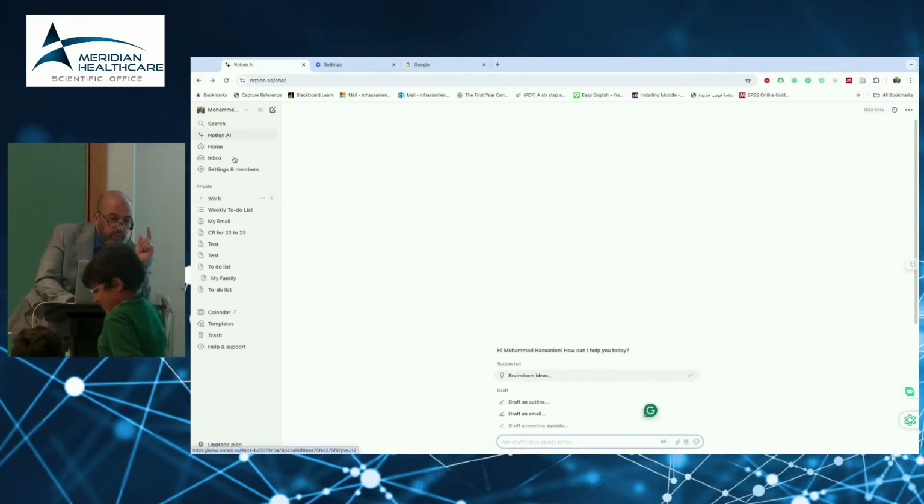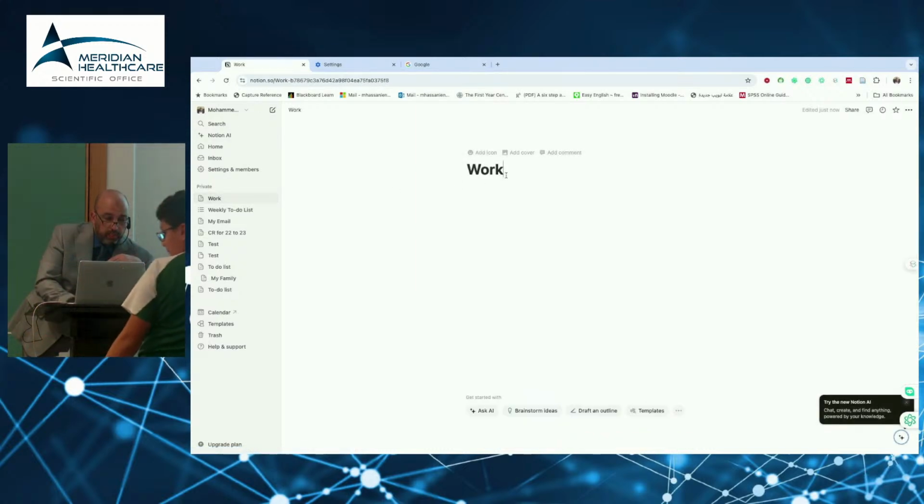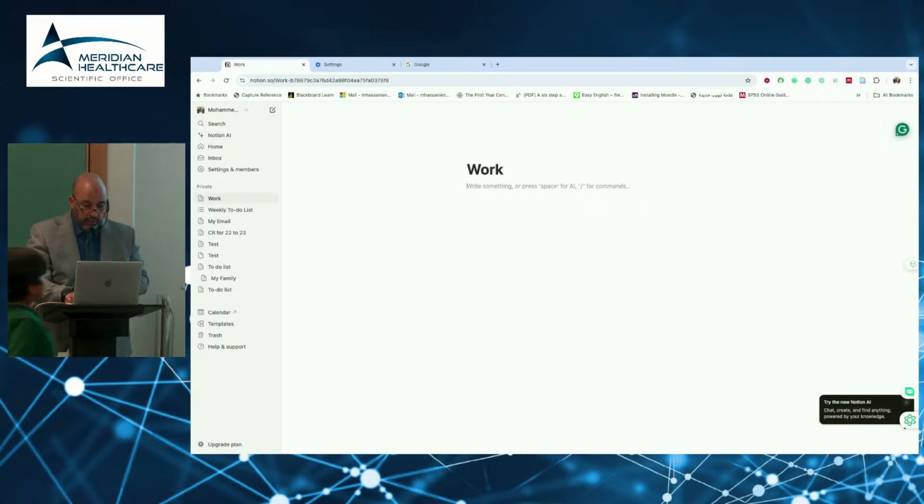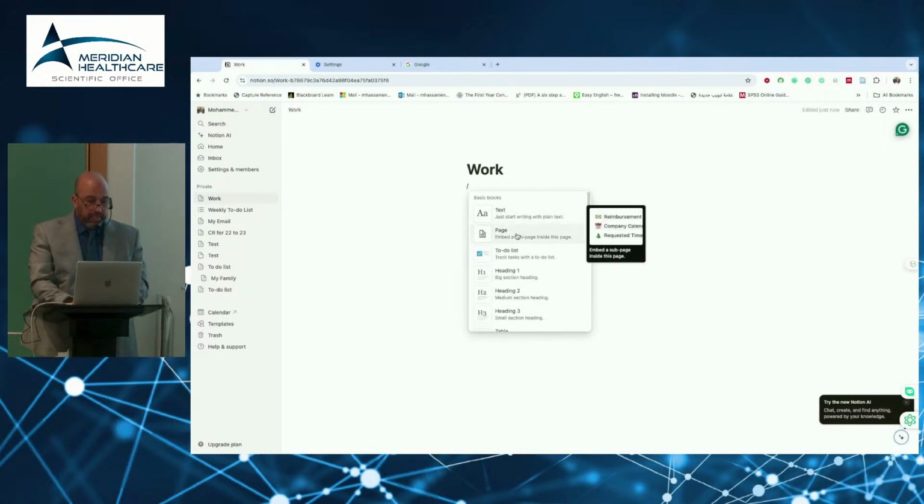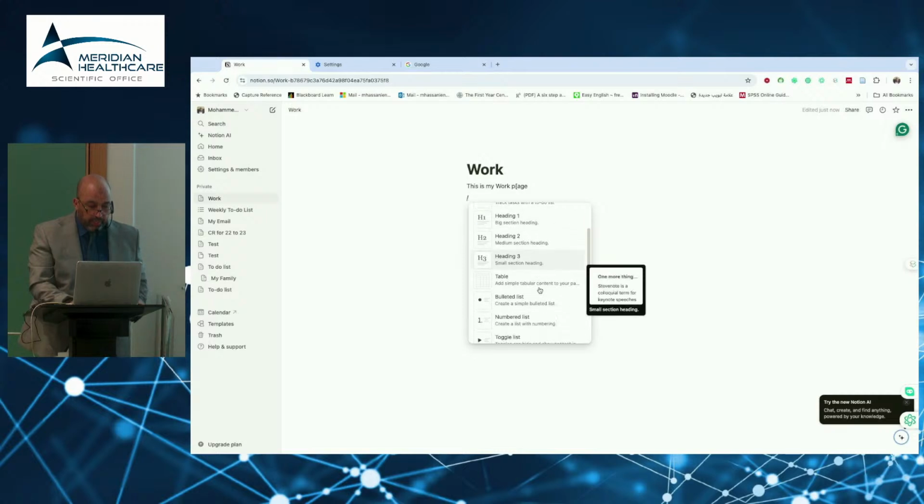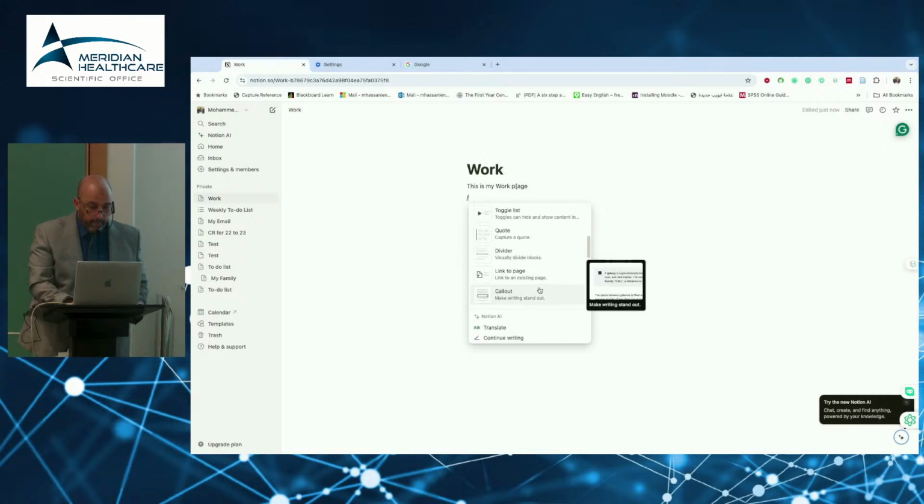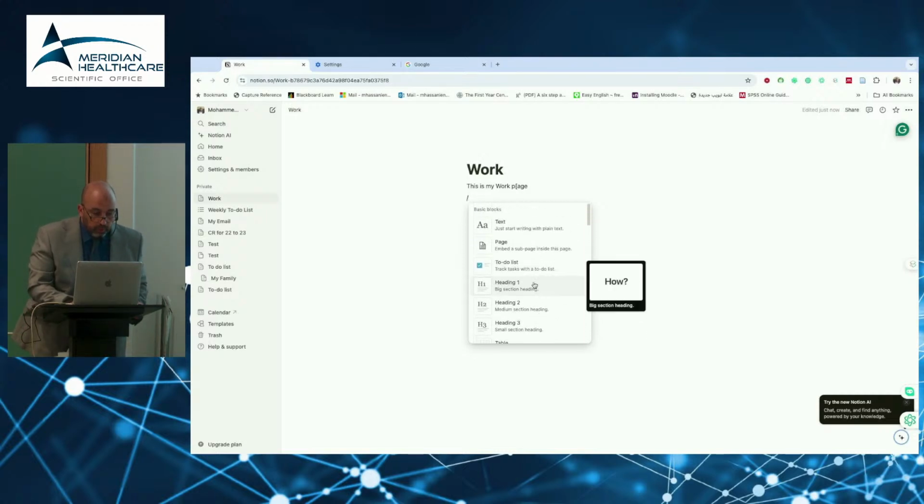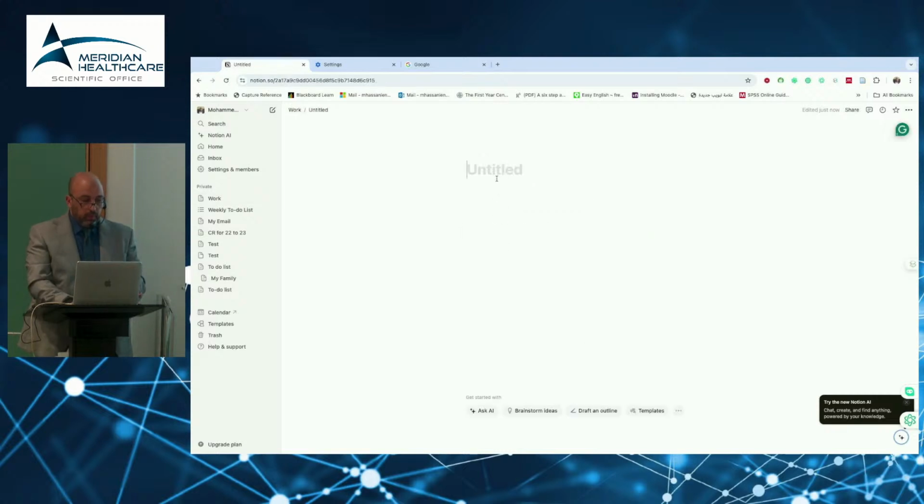So return again. I have here a page which is Work. It is now an empty page. Just enter a slash here. I'll add, say, a text: This is my work page. A summary for the page. Enter. Then another slash. Then I will add here a sub page, another new page in it. I write Tasks.